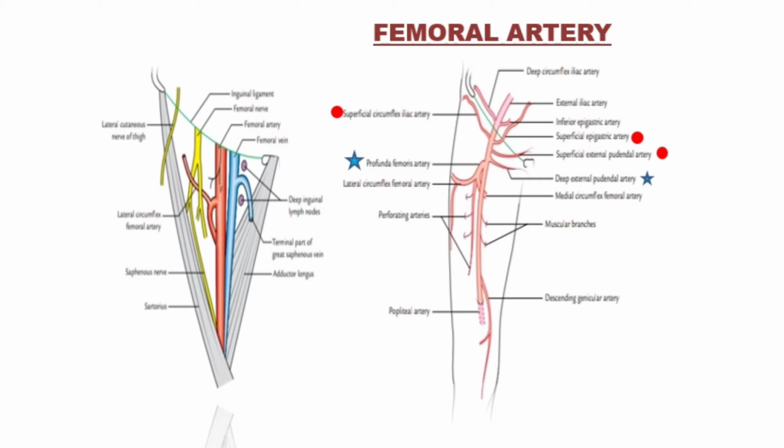Profunda femoris, it is the largest branch of femoral artery. It gives rise to medial and lateral circumflex femoral arteries. In the figure on the left side, you can see that lateral circumflex femoral artery passes between anterior and posterior divisions of femoral nerve. Deep external pudendal artery passes medially deep to the spermatic cord or round ligament of uterus and supplies scrotum or labium majus.